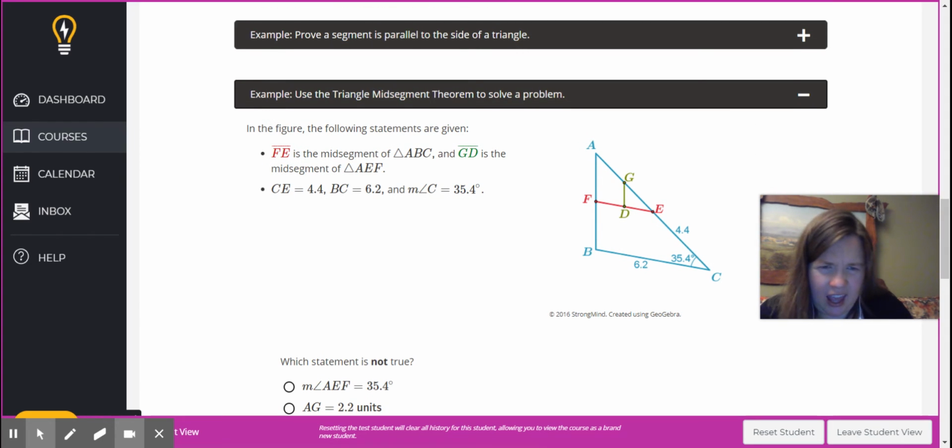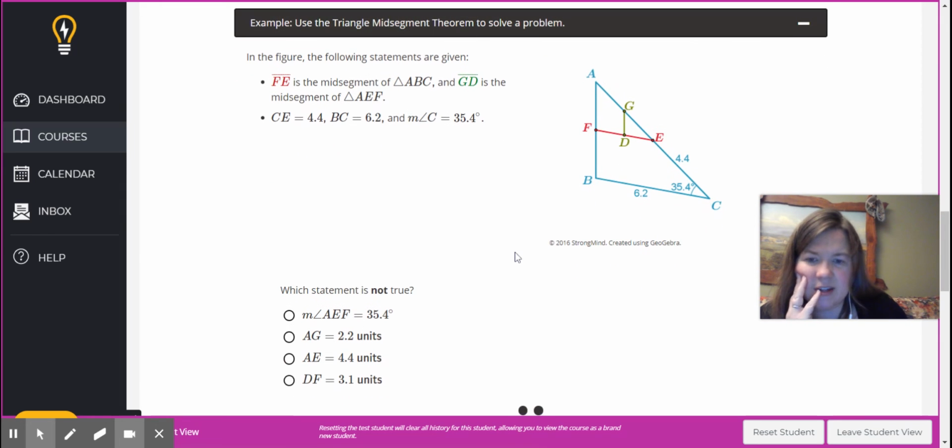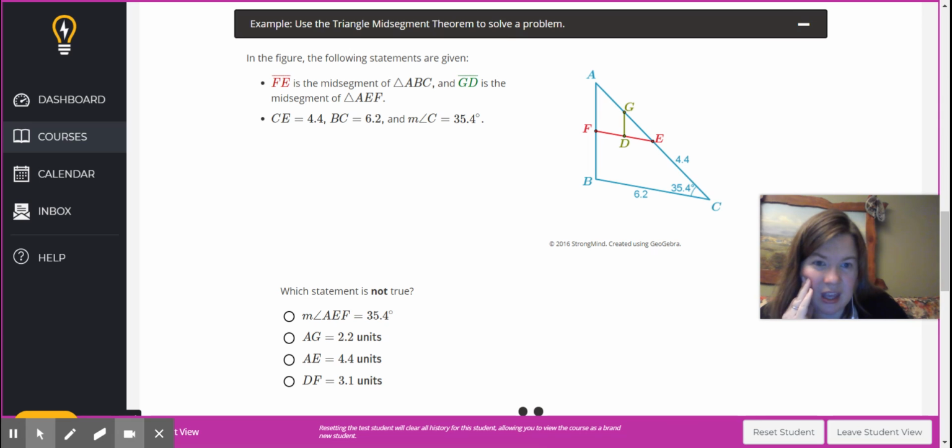It says that FE is the midsegment of triangle ABC. Okay. And so that means that this is half of that. And then GD is the midsegment of triangle AEF. So then that would be half that side. Okay. It says that CE is 4.4, BC is 6.2, the measure of angle C is 35.4. Which statement is not true?